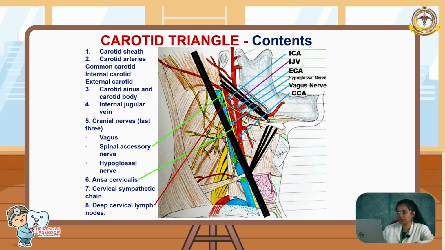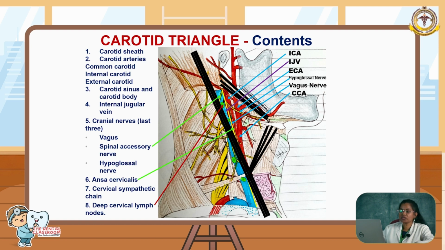In this picture, you can see a triangular space. Within that, we can see a lot of contents, including the great vessels of the neck. All those great vessels along with the vagus nerve will be covered by a sheath, that is called the carotid sheath. So as a content, the carotid sheath is the first one. Within that, we can see the internal jugular vein laterally, the common carotid artery, external carotid artery, internal carotid artery medially. In between that, we can see the vagus nerve. All will be covered by the carotid sheath.